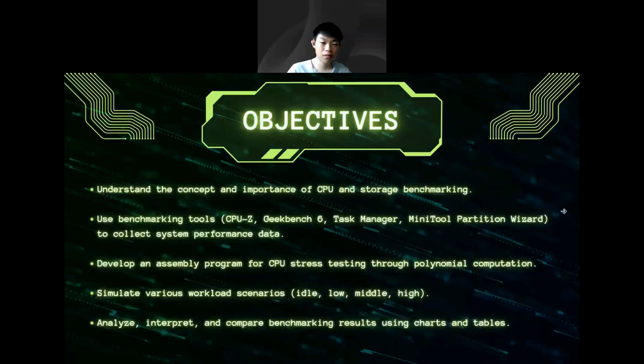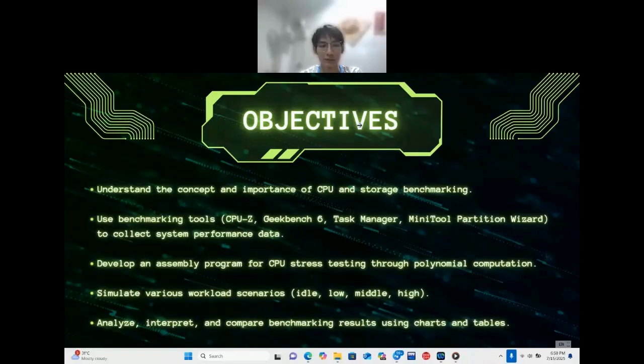So next, for the objective of this project, we need to understand the concept and importance of CPU and storage benchmarking. The benchmarking tools that we use are CPU-Z, Geekbench 6, Task Manager, MiniTool Partition Wizard, and these are to collect the system performance data. And next, we develop an assembly program for CPU stress testing through polynomial computation. We also simulate various workload scenarios from idle to high workload. And last, we analyze, interpret, and compare benchmarking results using charts and tables.